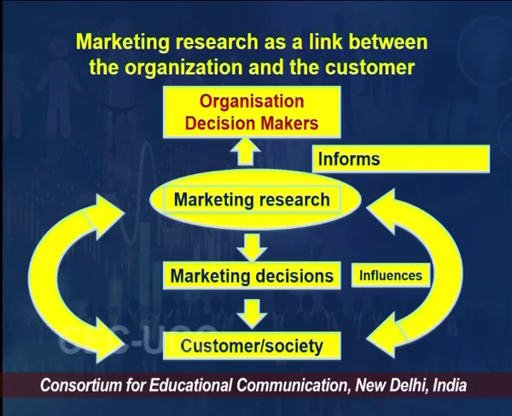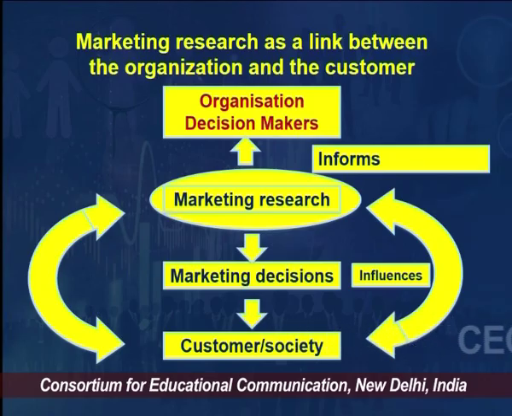So whatever marketing research we are conducting, the outcome of that research is actually transformed into information, which means data is transformed into information, and that particular information is routed to the organization, that is, the decision makers. So, this marketing research, on one hand, is providing information to decision makers. On the other hand, if you look at the downside part of this particular diagram, you will find that marketing research, in turn, is taking marketing decisions.